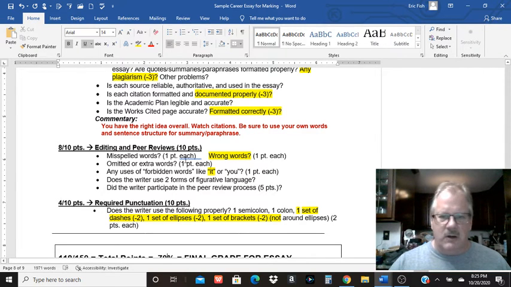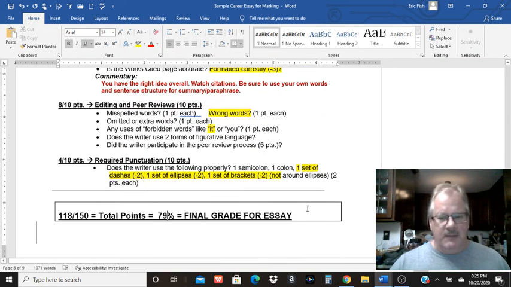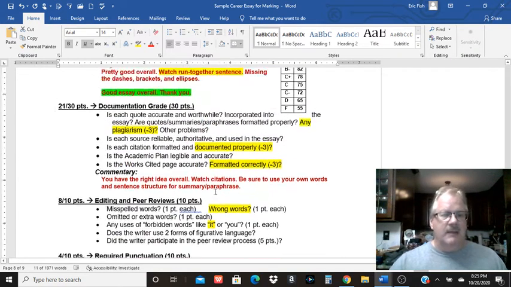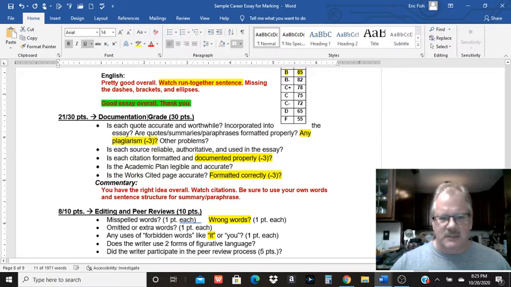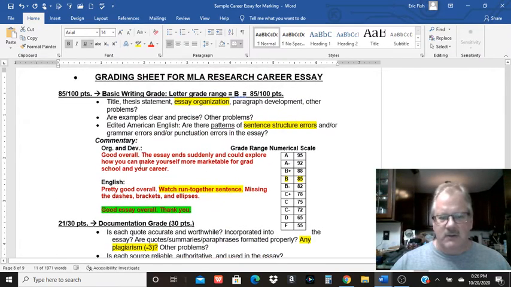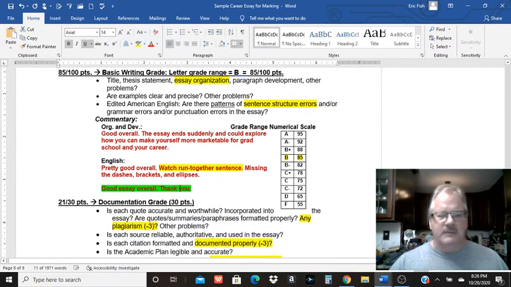Make sure you're getting those required elements in there. You're not losing points there in future essays. But the final grade is down here at the bottom. The essay is worth 150 points. The next ones are worth 200 points. So the only thing that's really going to increase is the documentation grade and the basic writing grade a little bit with the 200 points. So make sure you're getting that down.